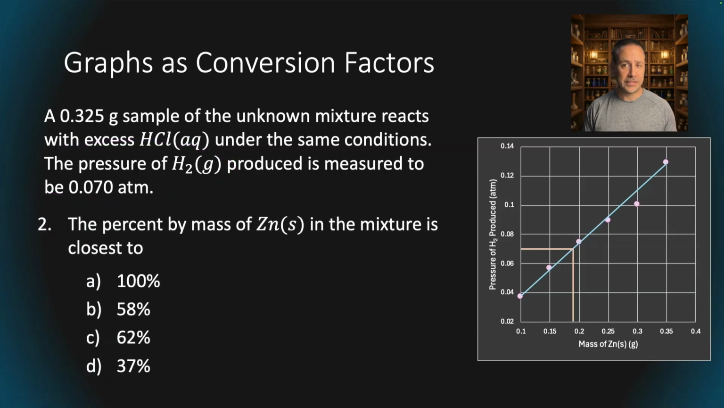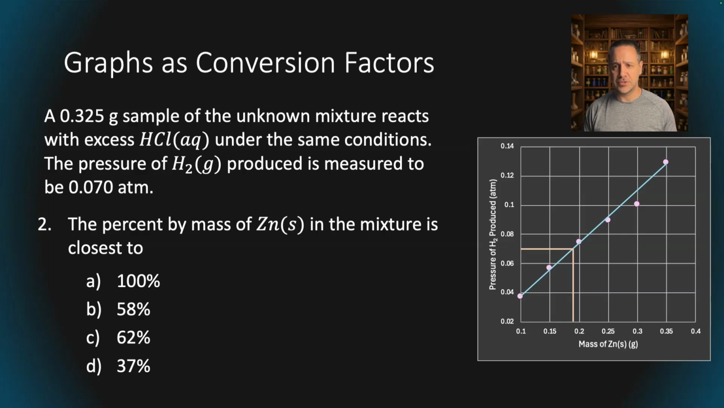The next question relates to the graph, but asks for the percent by mass of zinc in the mixture. I covered a universal approach to percentage problems in my 1.3 video. Percentages can be dropped into just about any topic on the AP exam. I suggest watching that one if you haven't already.